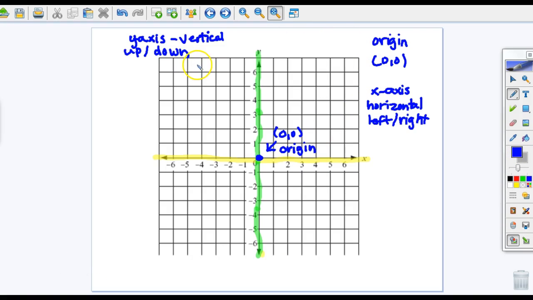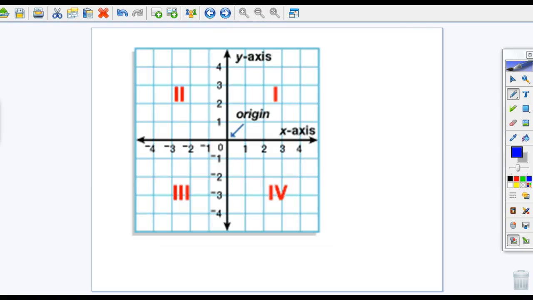Great, so that's some really good information. And now I'm going to talk a little bit about our quadrants. So when you have a coordinate plane, you're always going to label your quadrants as such. This is quadrant 1, and we spell that with a Q. So this is quadrant 1. And this is quadrant 2, quadrant 3, and quadrant 4. So I'm going to call it Q1.